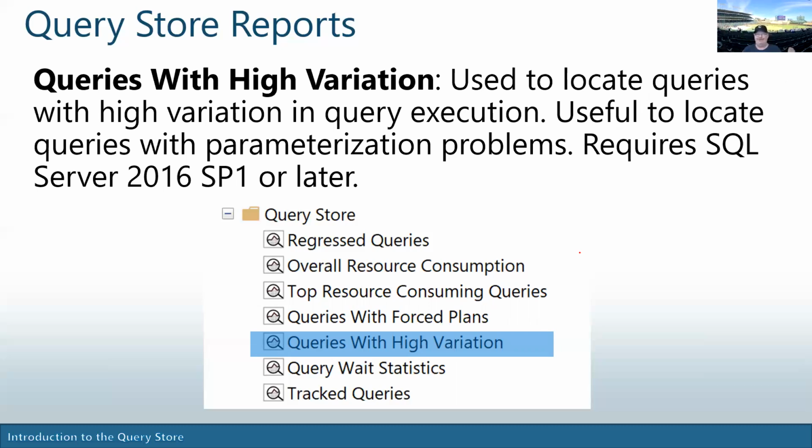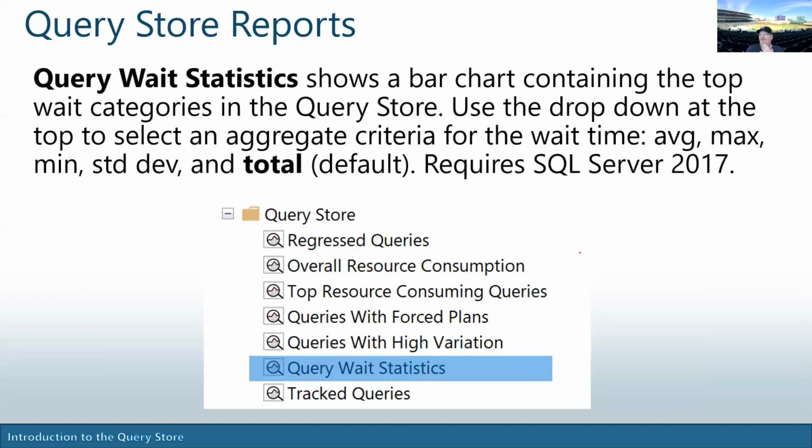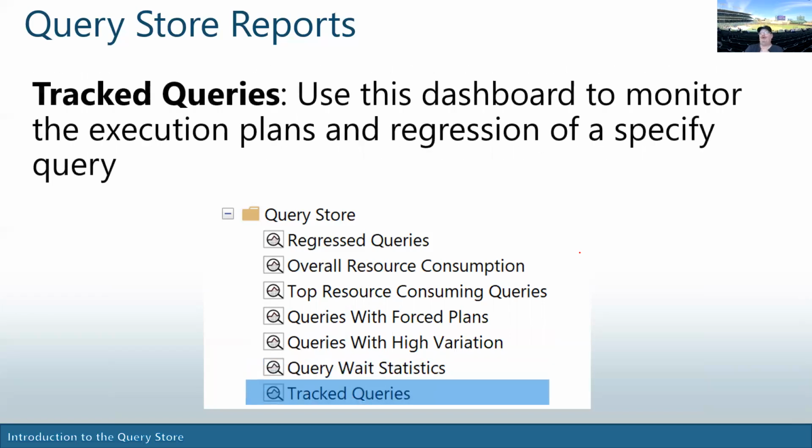Like, wait a minute, what's going on here? So this helps you identify those queries with a high variation, if you're looking at wait statistics, if you have that turned on. And then tracked queries is probably the second one you'll use more often.